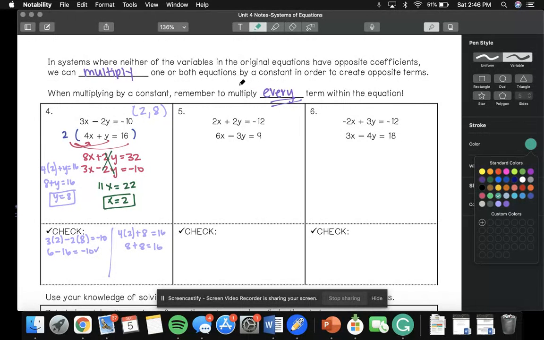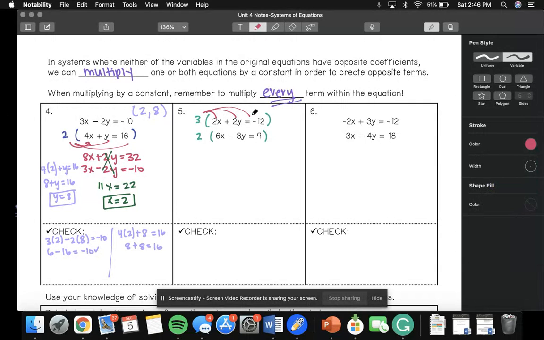So I'm going to make them 6y's. I need to know that I could multiply this by 3, and I'm going to multiply this one by 2, because the goal is to make 6y's. So I'm going to multiply this top one all by 3. So I would get 6x, 6y, and negative 36.